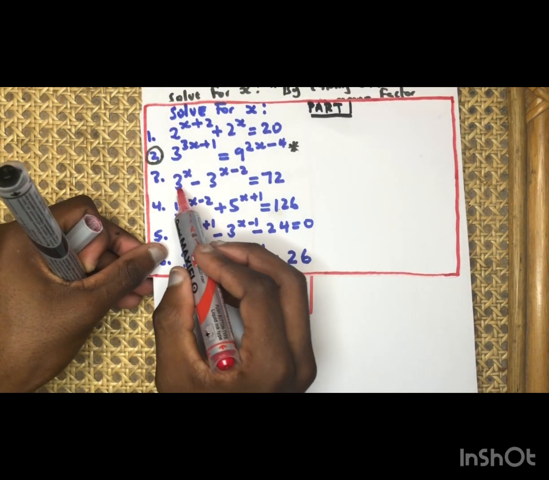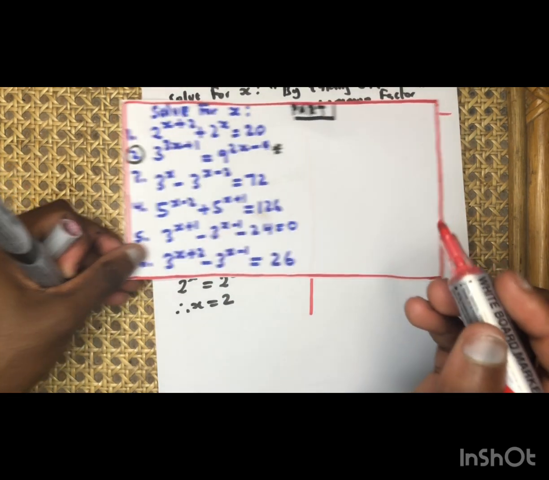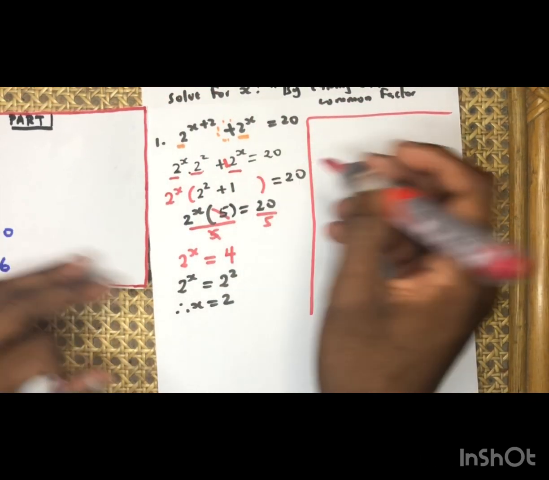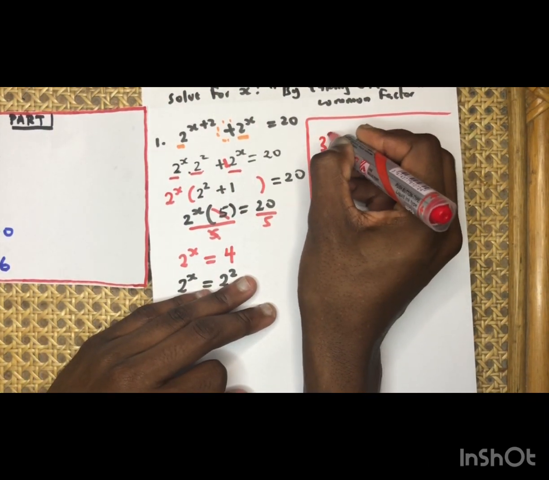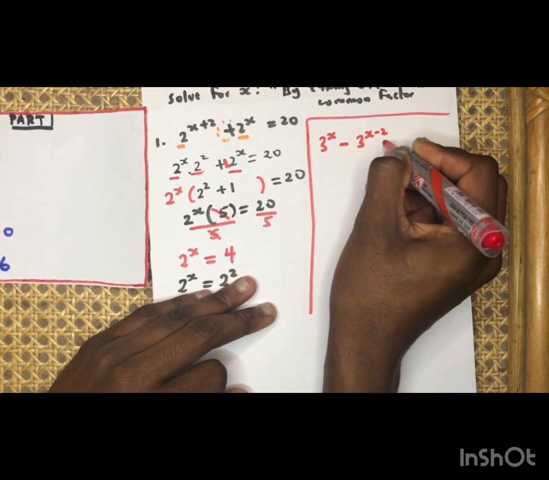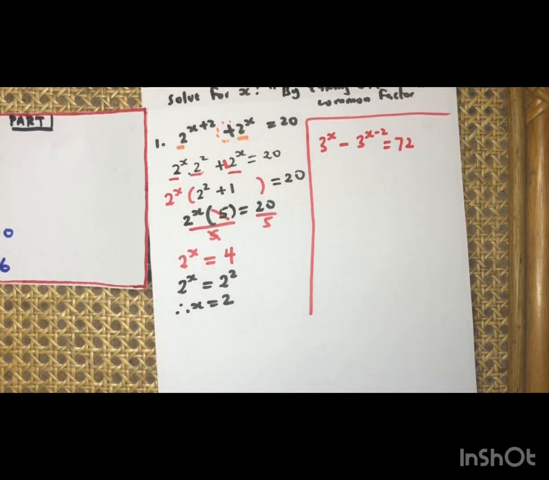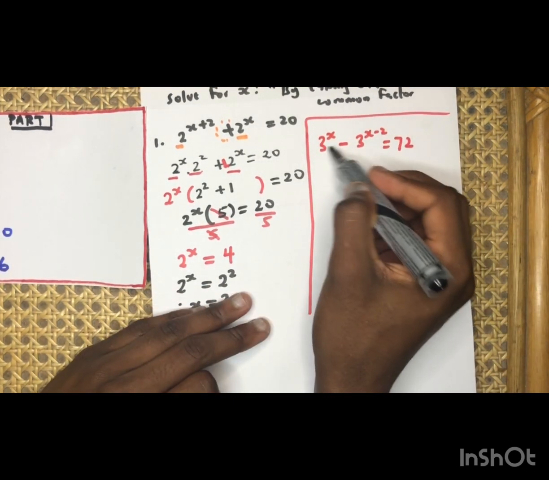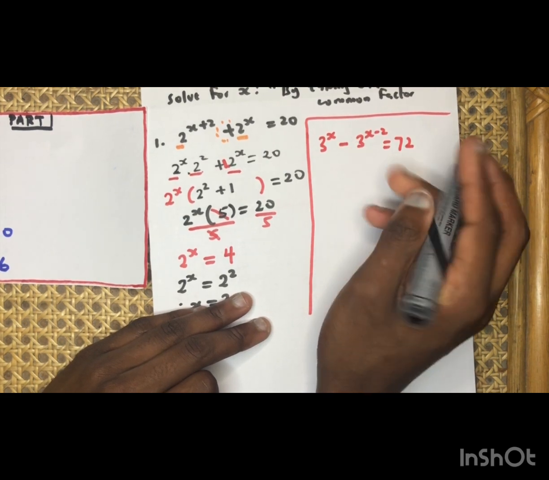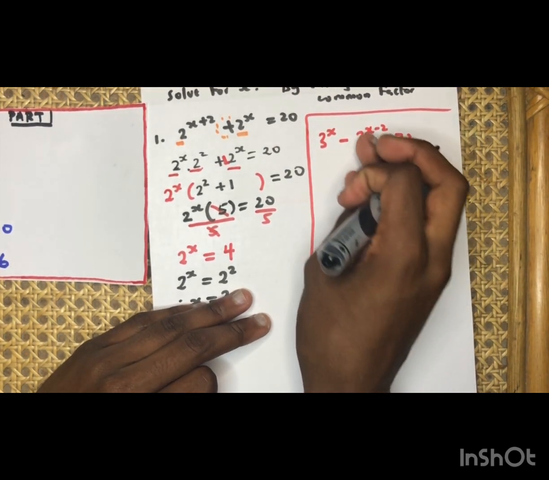Number 3, we're given 3 to the power x minus 3 to the power x minus 2 equals 72. Same approach, guys. So the aim here, because between my bases I see that I have the sign, I have to take out the common factor. So I need to find out what is common here.